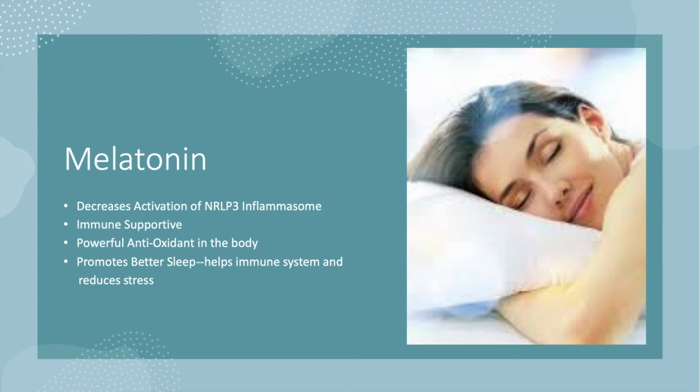Melatonin. As we age, we all know our melatonin levels decrease. So melatonin, it's important not only for immune support and for sleep. It helps decrease the activation of NLRP3 inflammasome. It's a powerful antioxidant in the body.